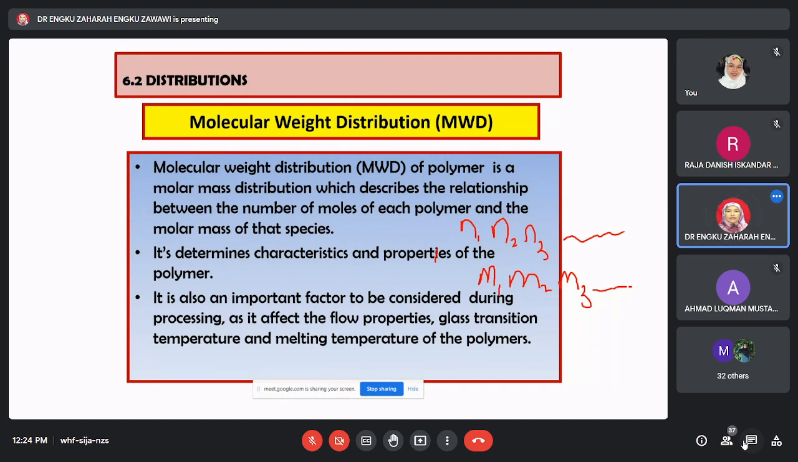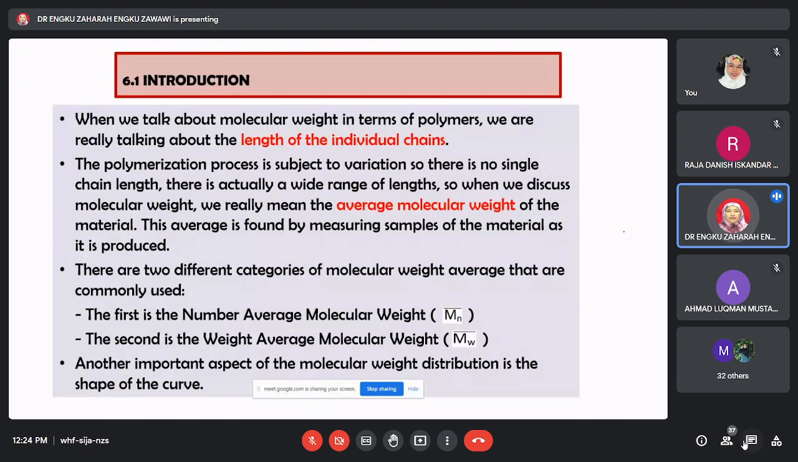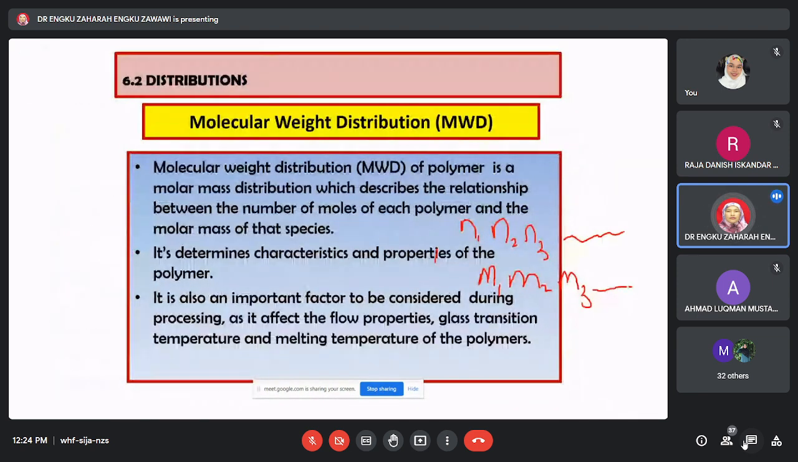So the molecular weight distribution, the one just now, the number average molecular weight, we can calculate by taking the number of moles of each polymer multiplied by its molar mass, and then we divide by the total number of moles.